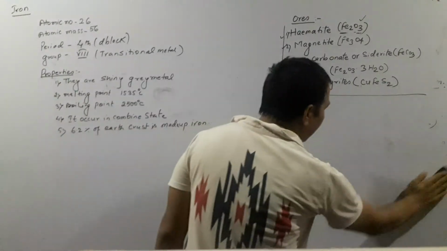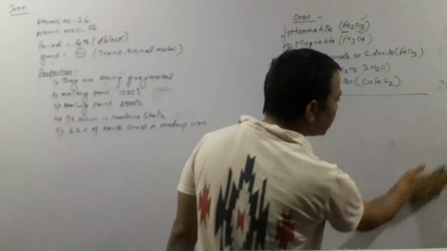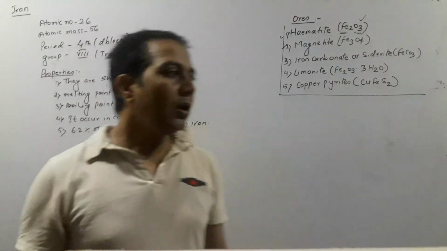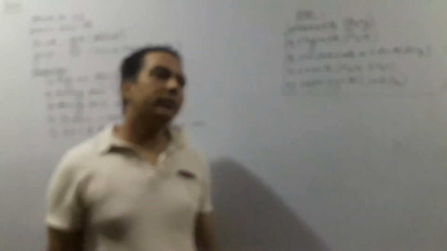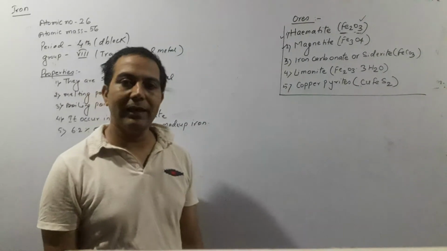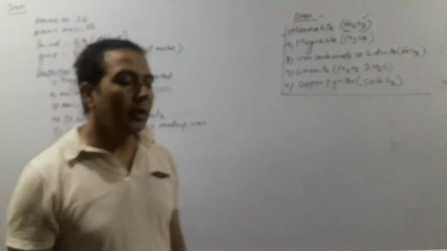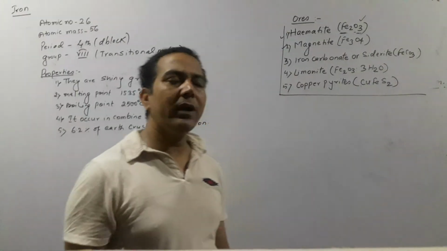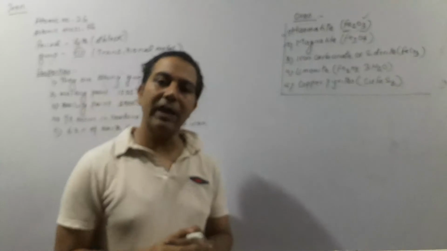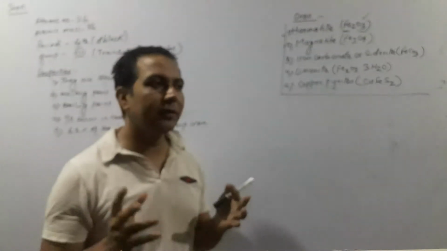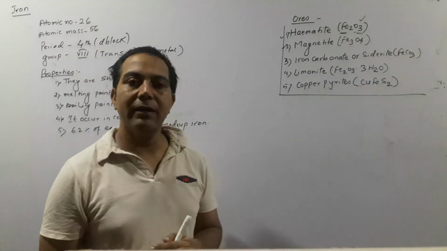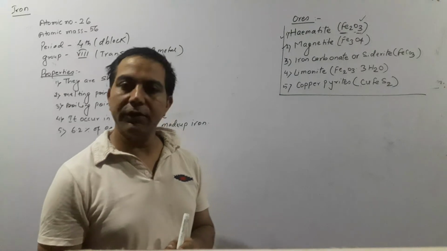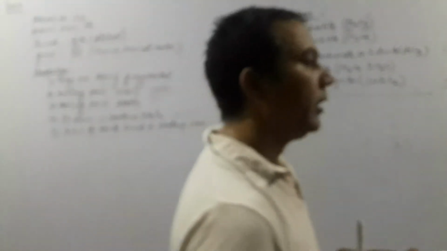Now we come to the main metal. Today we are going to study iron. We all know and we all use iron in our daily life. So what color does pure iron have? Mostly it is grey in color.